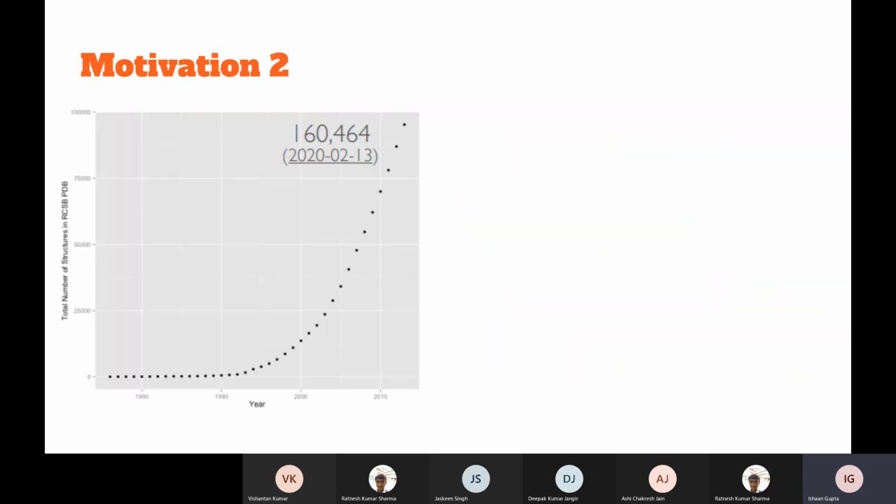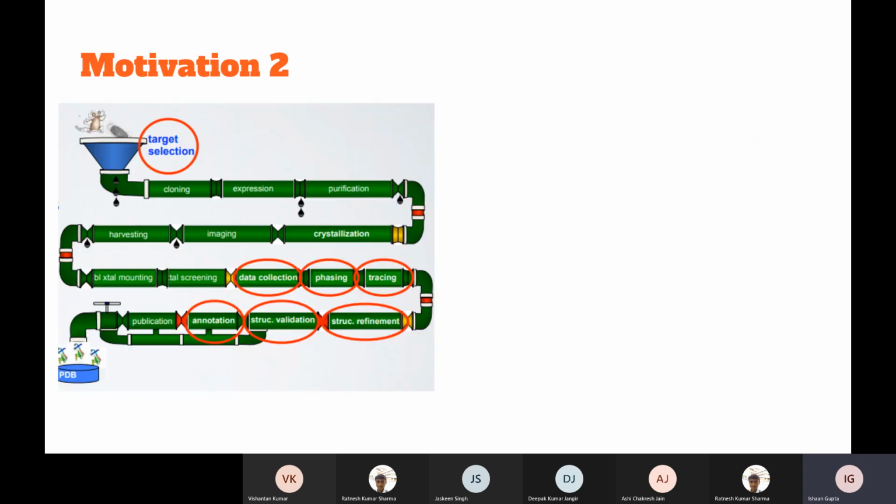The second motivation is that, just like the number of genomes, the number of protein structures is increasing. There were about 160,000 protein structures about 2 years ago, and since the advent of AlphaFold, these structures have increased many fold. So this is the stats coming from there. Given that you have these structures, you can now in silico try to make comments about other structures.